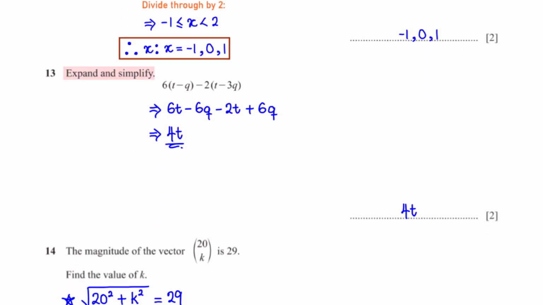Expand and simplify 6 times (t minus q) minus 2 times (t minus 3q). When we expand the brackets, 6 times t is 6t. 6 times -q is -6q. -2 times t is -2t. -2 times -3q is 6q. By grouping like terms, -6q plus 6q is 0 and 6t minus 2t is 4t, which is our final answer.